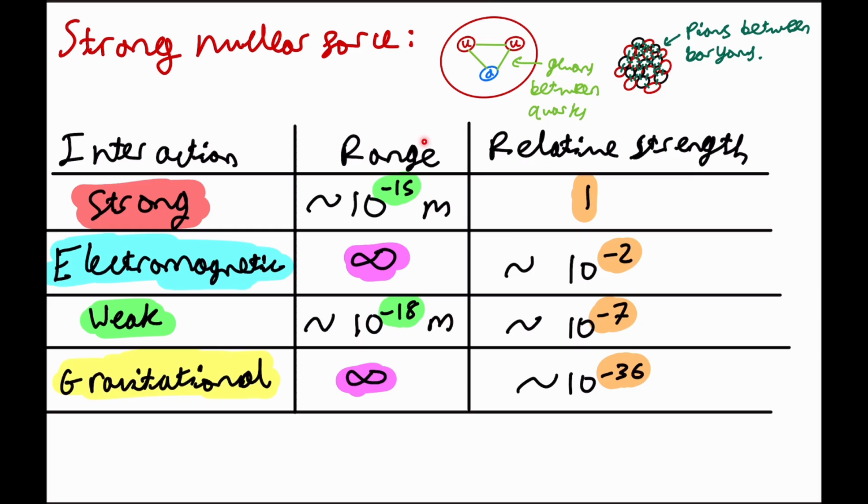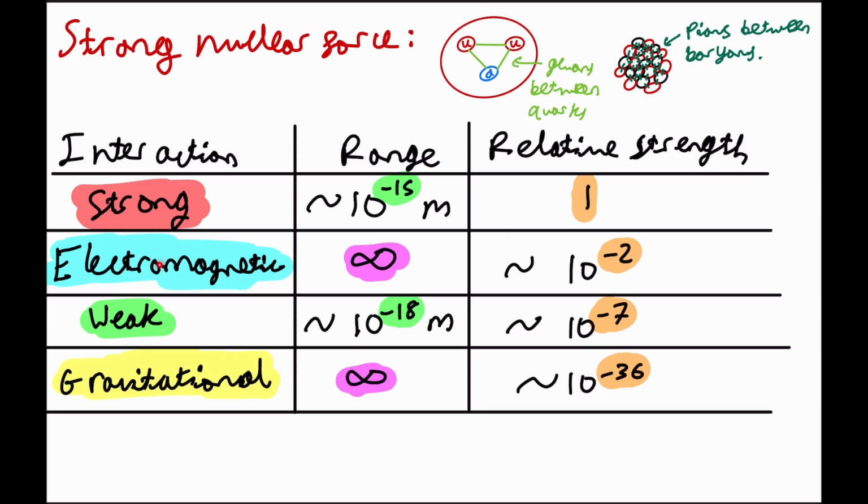Let's look at the range of each interaction and the relative strength of each interaction of the four fundamental forces that we looked at before. The strong nuclear force has a relatively small range of 10 to the minus 15 meters, which is very, very small. And its relative strength is 1. So we'll compare everything to the strong nuclear force for the rest of the relative strengths.